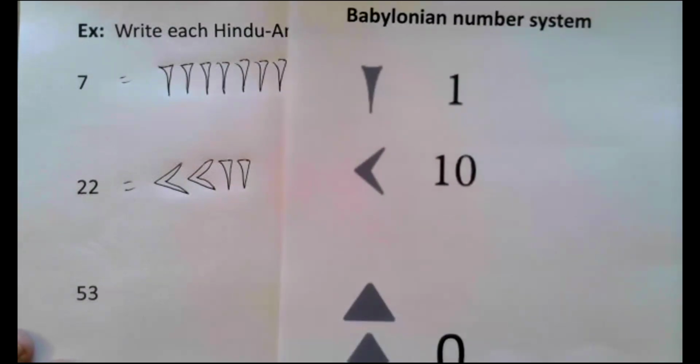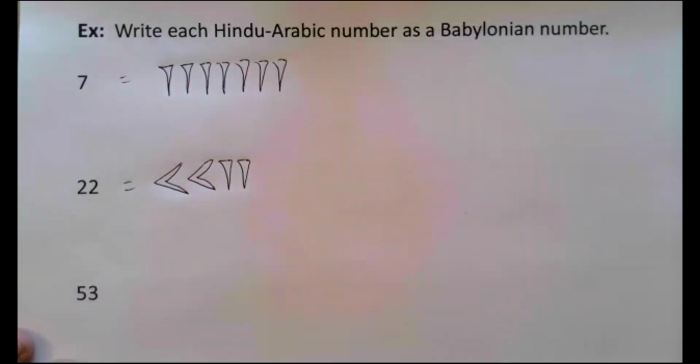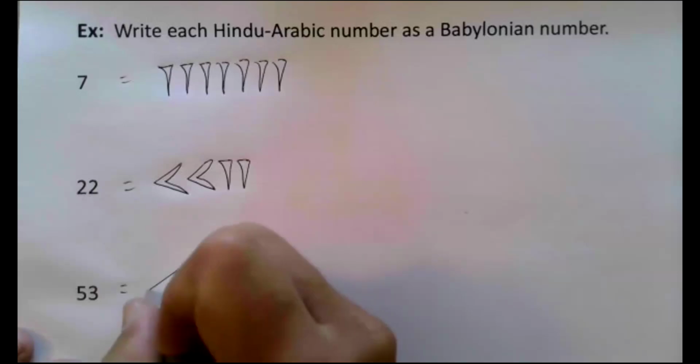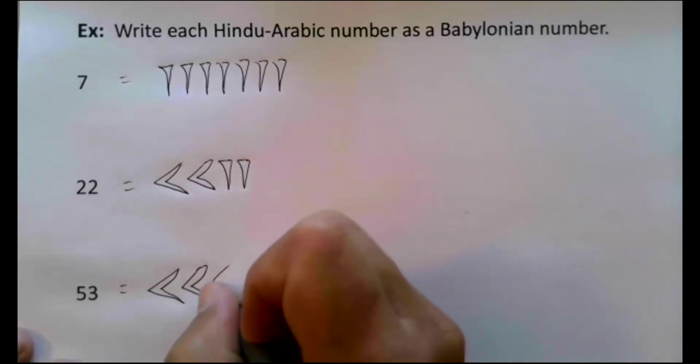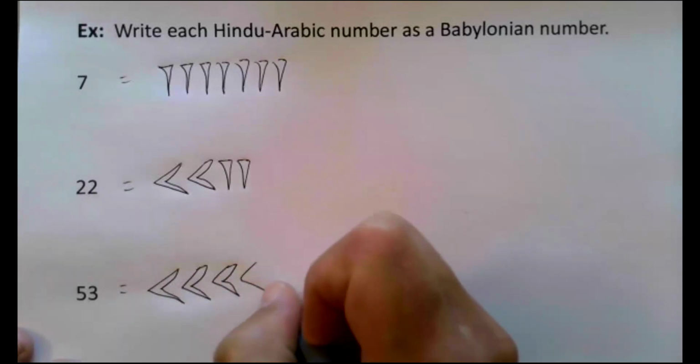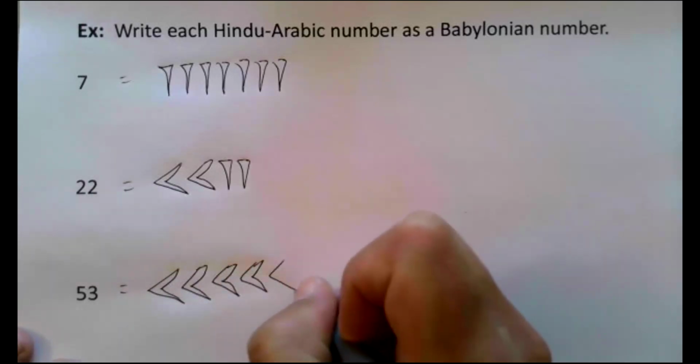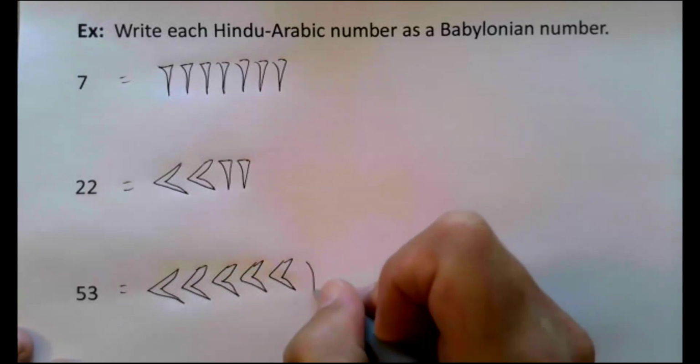Even 53, right? They're just going to put 5 of those and 3 of those. That's it. 5 of those, 3 of these.